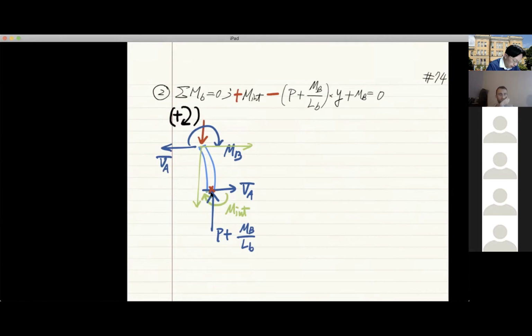Because this VA is how this internal moment is going to balance. It's going to balance this internal moment with the VA here, not the VA here. So there's no VA here. This one. That's why we don't consider it here.